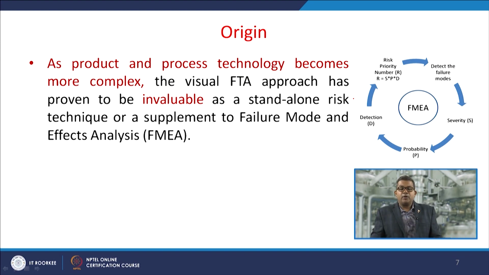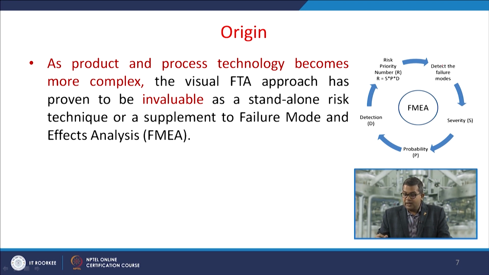Now, let us discuss the origin of this. As product and process technology becomes more and more complex, as we have already discussed with respect to the example of the production of ammonia, the visual fault tree analysis approach has proven to be invaluable as a standalone risk technique or as a supplement to the failure mode and effect analysis. Here you have FMEA, that is, the failure mode and effect analysis.